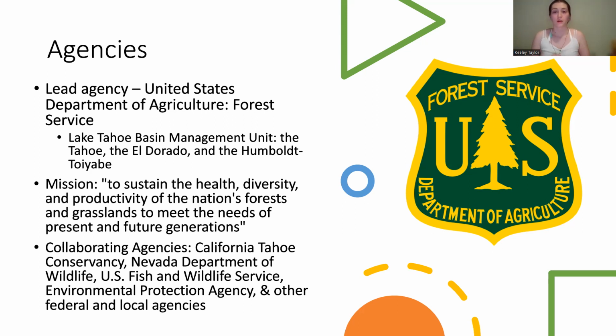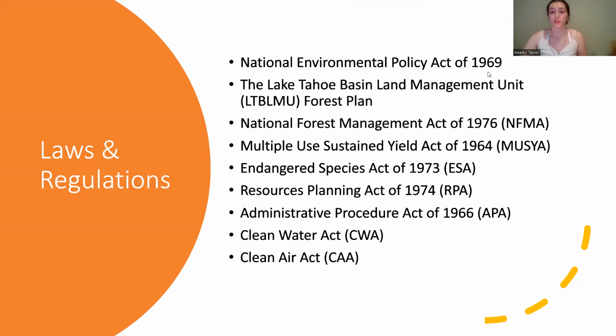And some of the collaborating agencies were the California Tahoe Conservancy, the U.S. Fish and Wildlife, as well as the EPA and a lot of other local agencies. And then these are just some of our guiding regulations and laws in order to further develop these environmental impact statements, such as the MUSYA, which is allowing the U.S. Forest Service to have these recreation opportunities as well as sell timber products. Also, the Clean Water Act, as Lake Tahoe is known for its crystal clear waters.